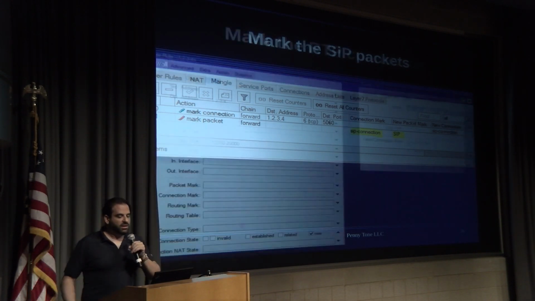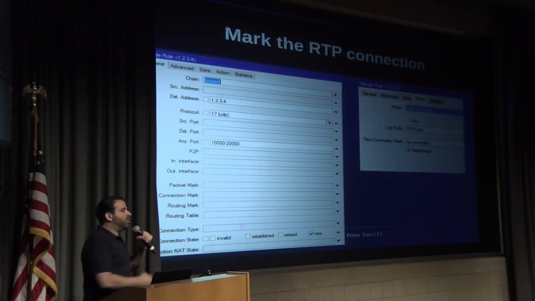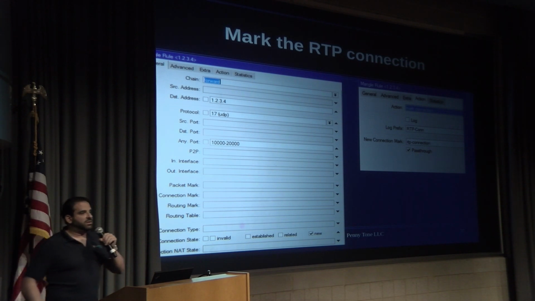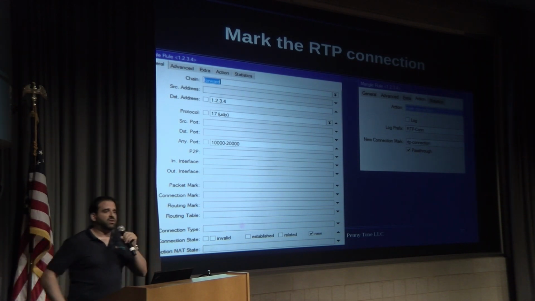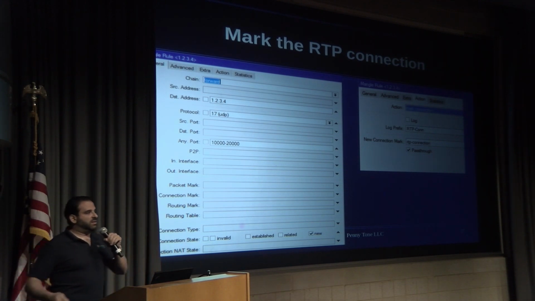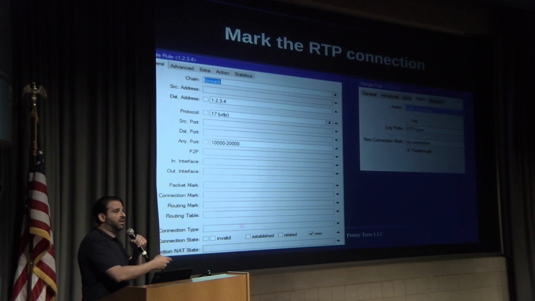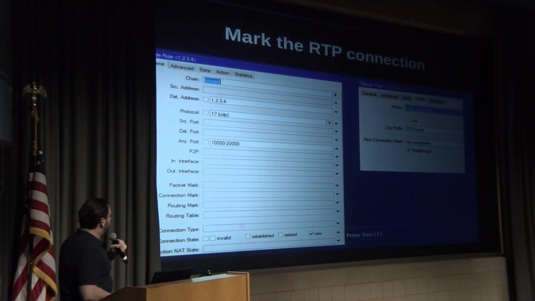Pretty simple. Do the same thing for your RTP. It's the same exact process. The only difference is I'm going to use any port, 10,000 to 20,000, because RTP ports are selected dynamically on the fly, on the source and the destination. So I just chose any port between 10,000 and 20,000. Those values can be changed on your server.